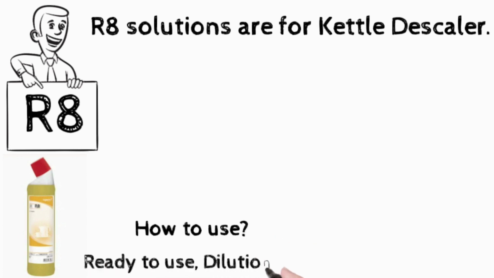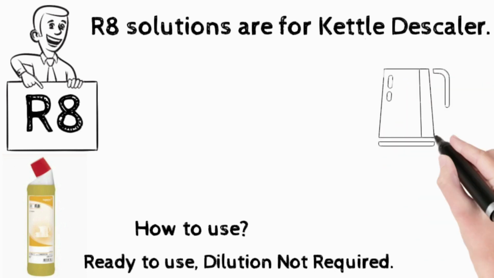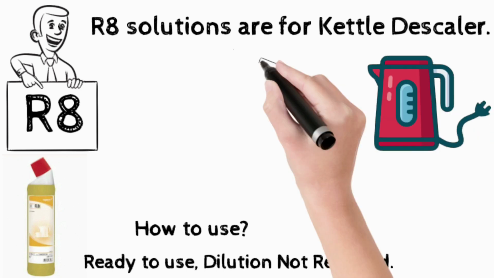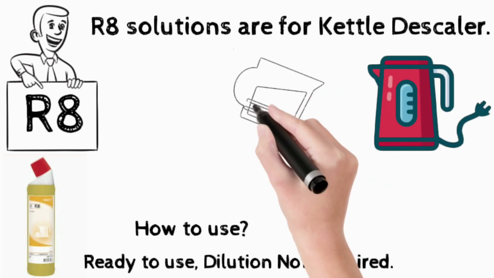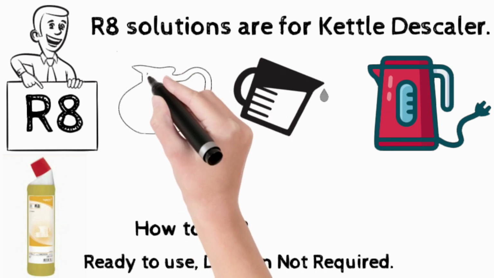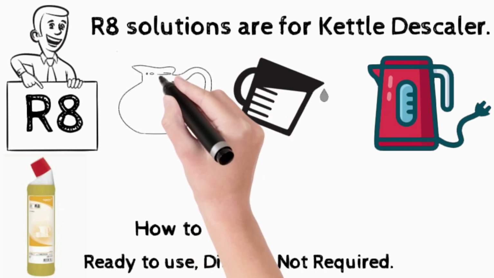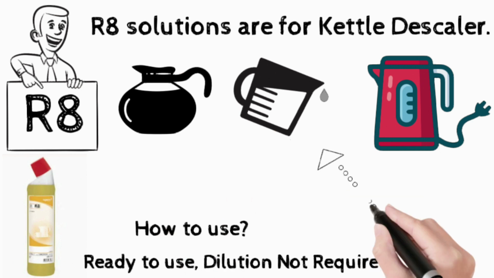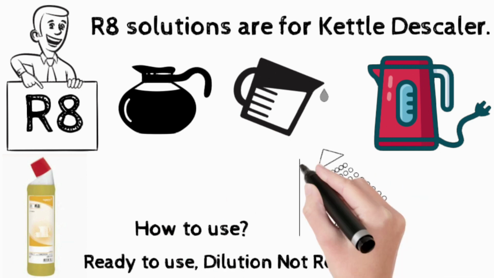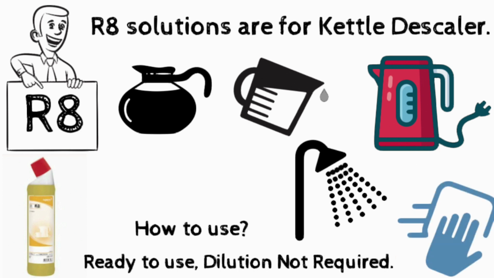Pour the required amount of product into the dirty kettle. Add cold water to the maximum line and leave overnight. Rinse the kettle thoroughly with fresh cold water. Boil water once and then pour it away before using again. Citric acid based, safe on surfaces including plastic kettles. It can be used neat for tough limescale deposits on shower heads and tap bases. This way the place will be cleaned and the stains will be removed.